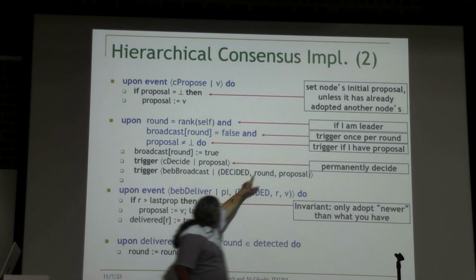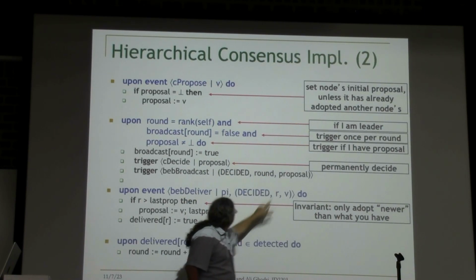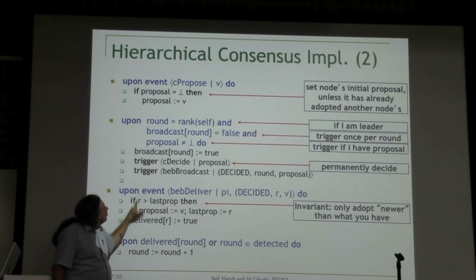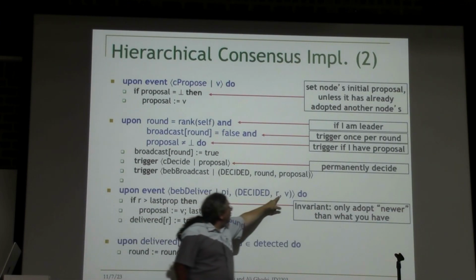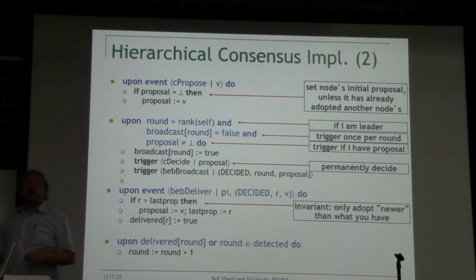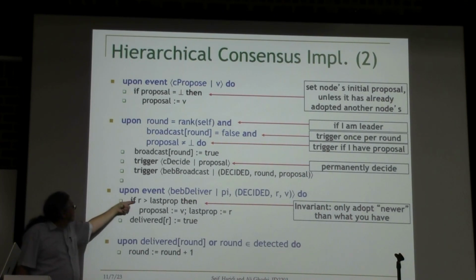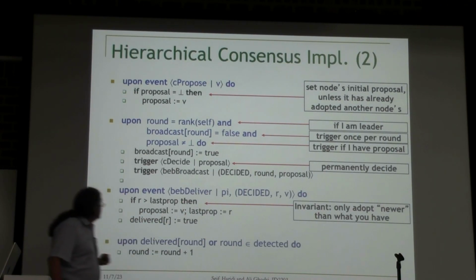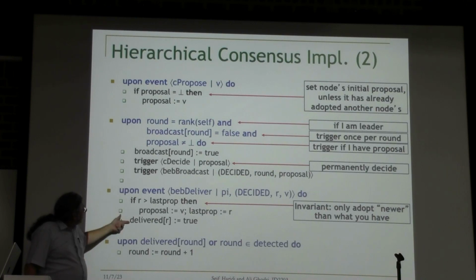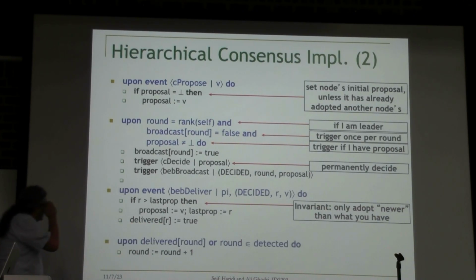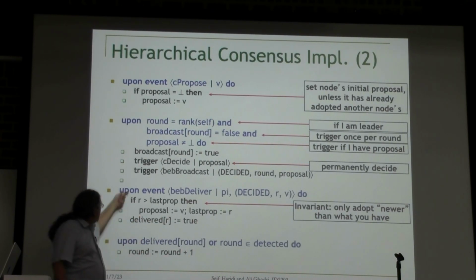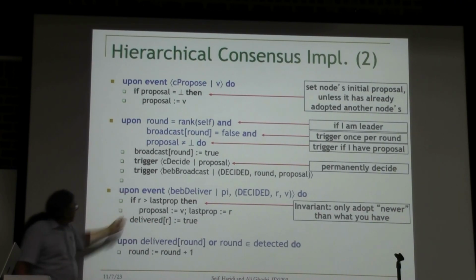Now, the rank, the round number, is an argument here. And it's only going to decide if R is greater than last prop. So older messages with lower value rounds are not going to be making any decision. They're not changing anything. See, this is getting rid of the orphans. Then, if it is recent, I will update my local variable in the other node, and I will update the round number that it comes from. And I will say, yes, I got it.